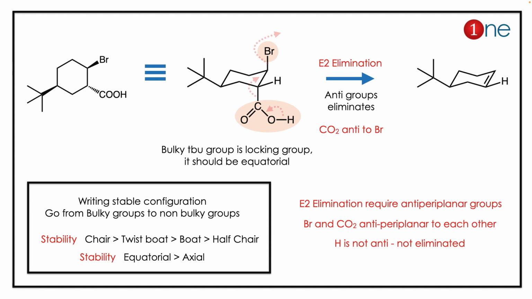Here E2 elimination occurs, and it needs an anti position. So the only possibility is that CO2 eliminates. So what really happened? It removes the CO2. CO2 is a good leaving group, so it also leaves. So you have alkene formation.